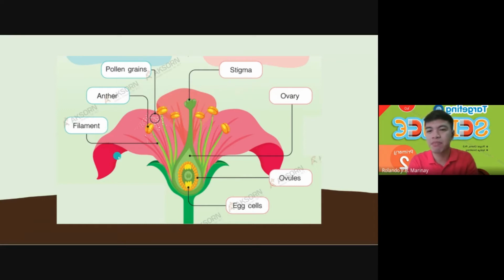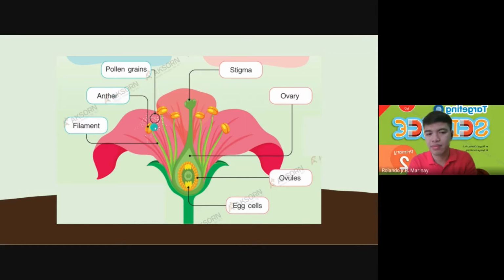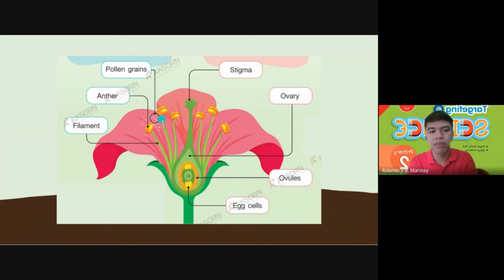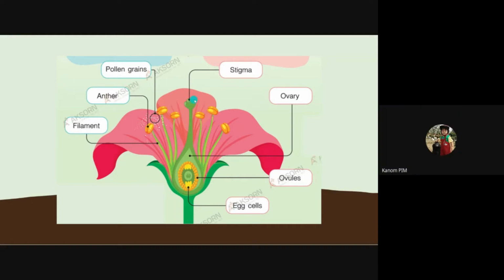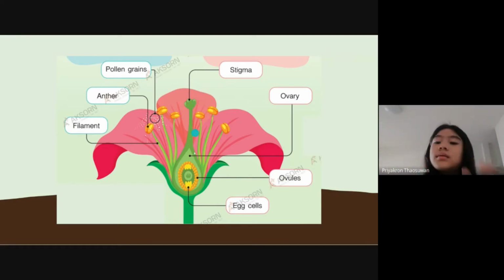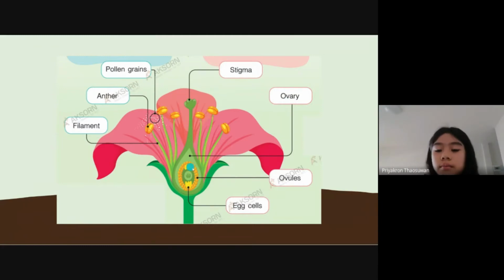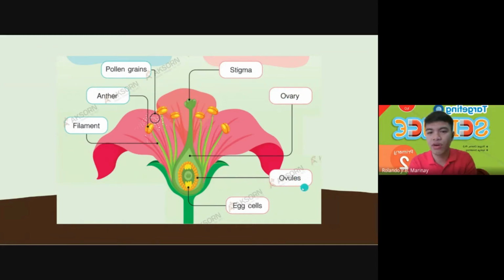Now repeat after me. Say filament. Filament. Anther. Anther. Pollen grains. Pollen grains. And this is the stigma. Say stigma. Stigma. And then ovary. Ovary. Ovules. Ovules.